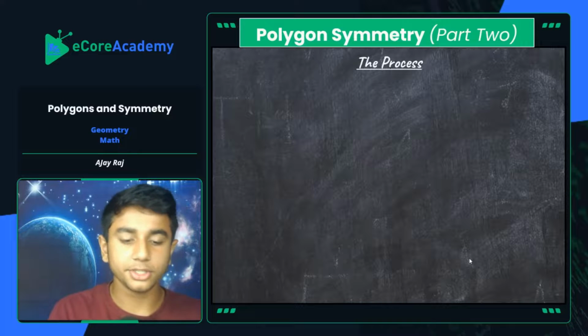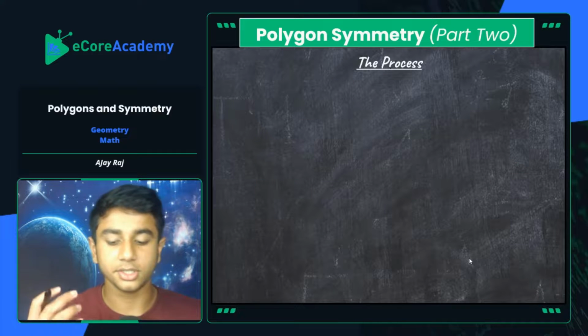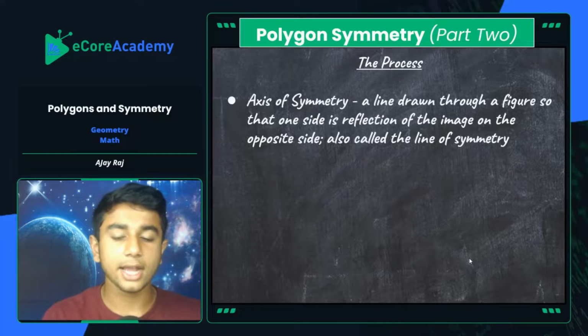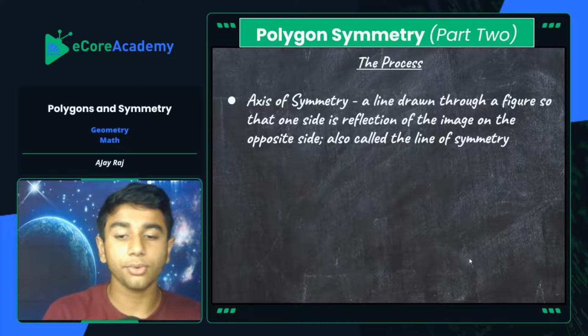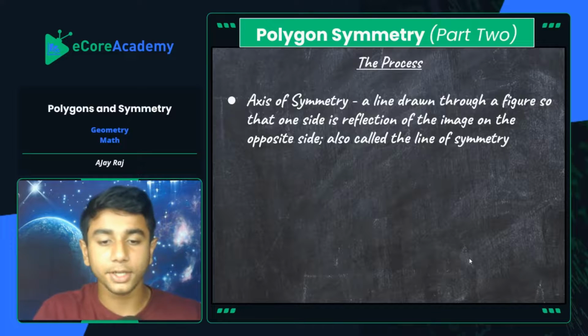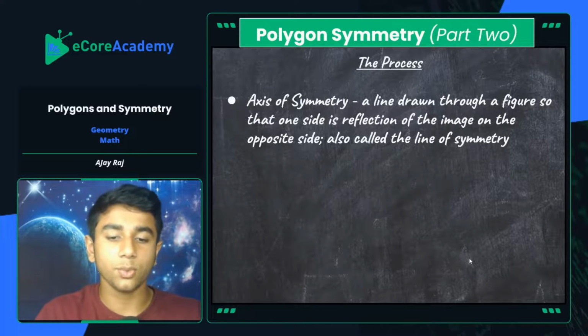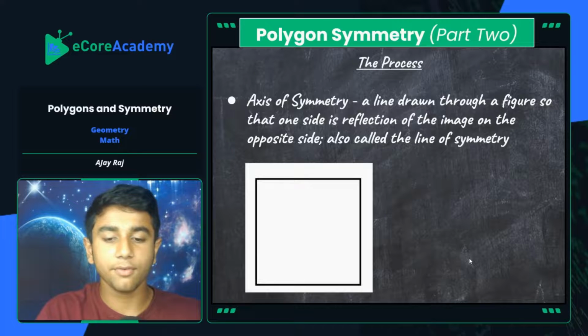Polygon symmetry part 2, let's look at the actual process in which this is done and calculated. So the axis of symmetry is a line drawn through a figure so that one side is a reflection of the image on the opposite side, also called the line of symmetry. So in order for a figure to have reflection symmetry, it has to have at least one axis of symmetry, and every regular polygon has at least one axis of symmetry.